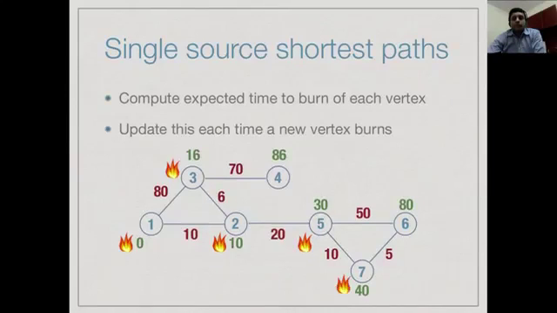Now 7 burns next, so we look at the costs going out of 7, and we replace the 80 at 6 by 45. And now 6 burns next at 45, so we mark it burnt, and finally we mark 4 burnt at 86.